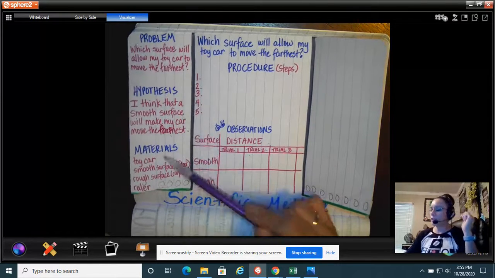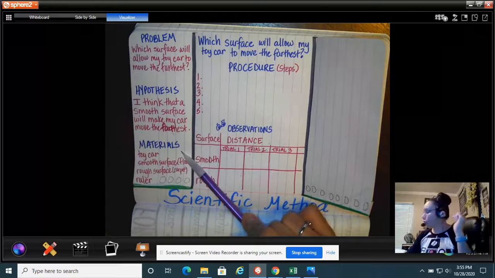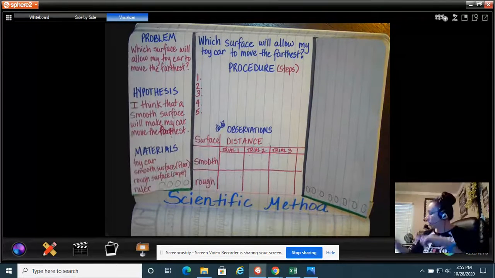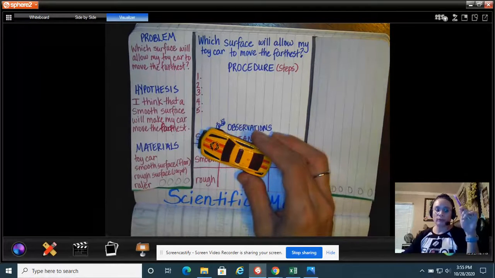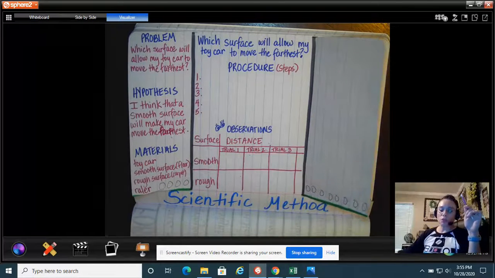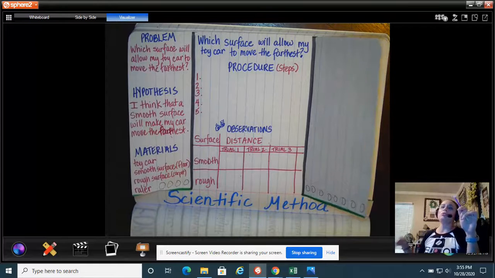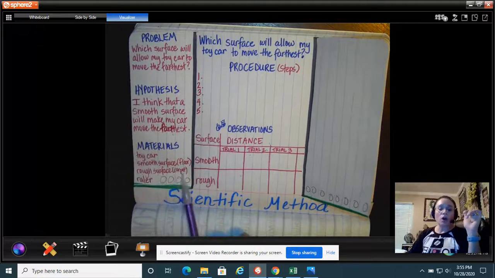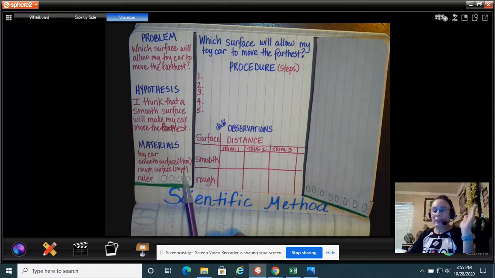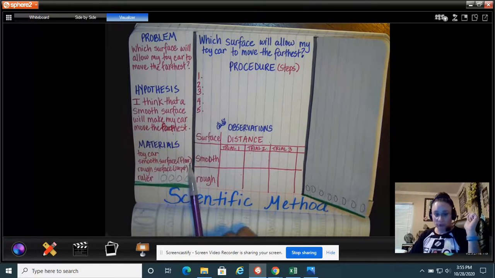Then, Miss, what are we going to need for our experiment? For sure, you're going to need your toy car. And this is the one I'm going to use and I have been using for the past 4 weeks. Okay. You're going to need a smooth surface. So you can use your desk or you can use your floor. The rough surface, you're going to have to use a carpet or a rug or a blanket, something that is rougher than your floor.